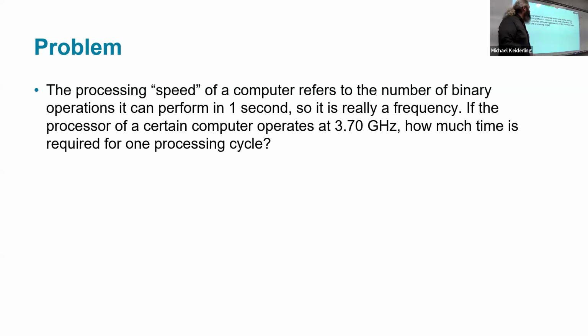Remember, if frequency is 1 over period, period will be 1 over frequency. And this is in gigahertz. Remember that for SI metric prefixes, giga means 10 to the 9.